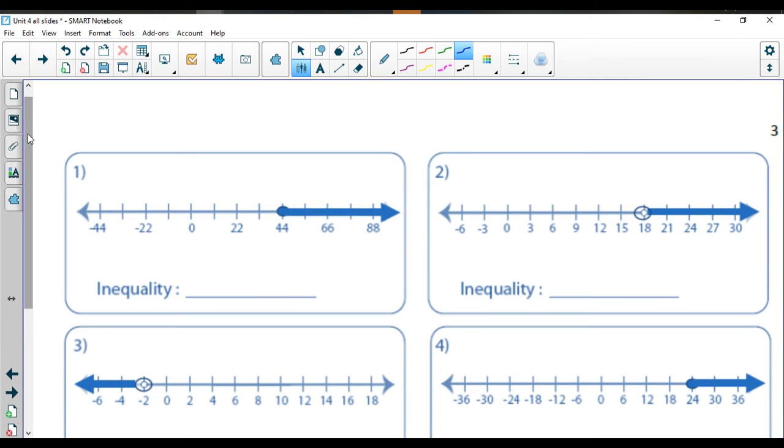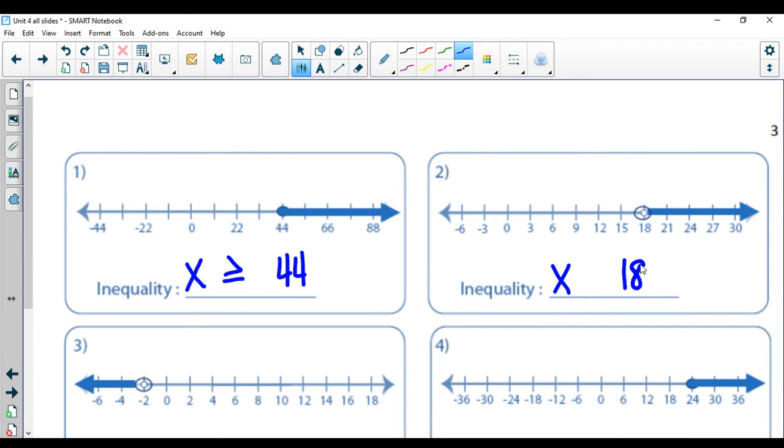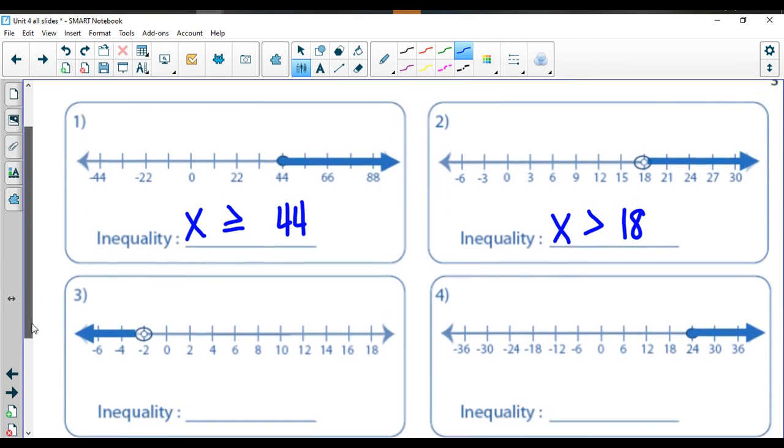In the next example, we're just writing out our inequalities. I'm always going to start with x, my target number. I'm shading to the right, so that's greater than, and because the circle is enclosed, it has an or equal to. For number 2, x, my target number is 18. Shading to the right, so it's greater than, it's not or equal to because the circle is not enclosed.